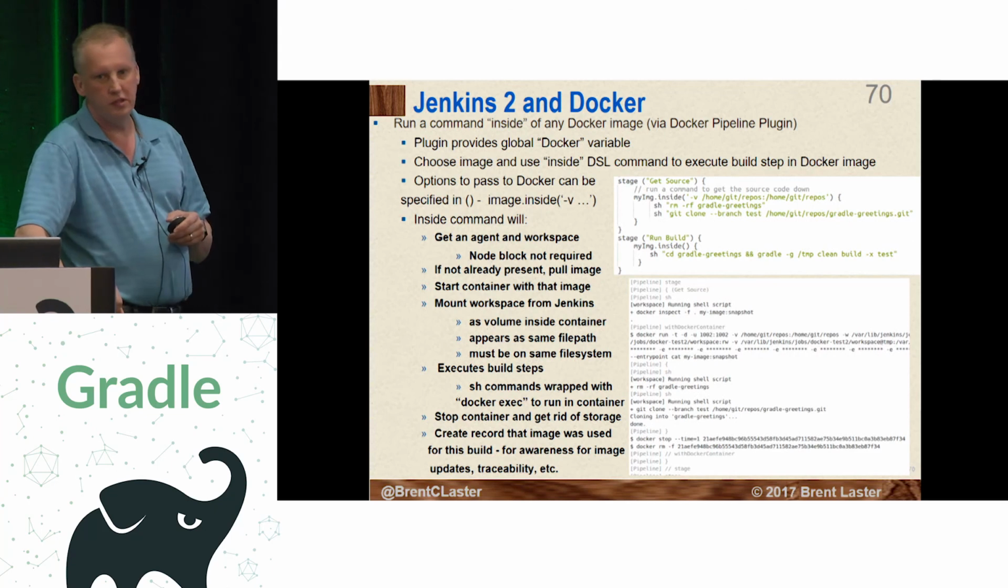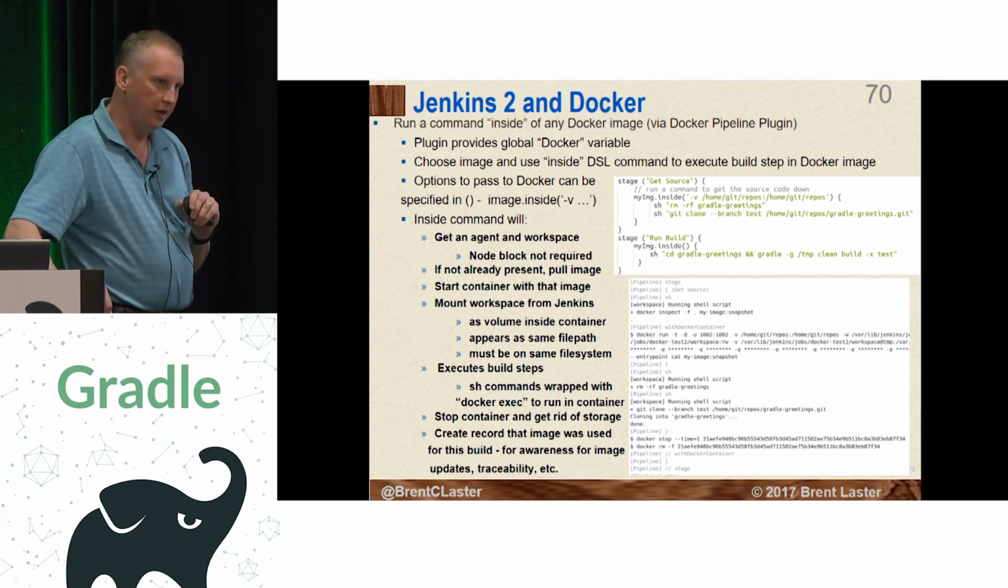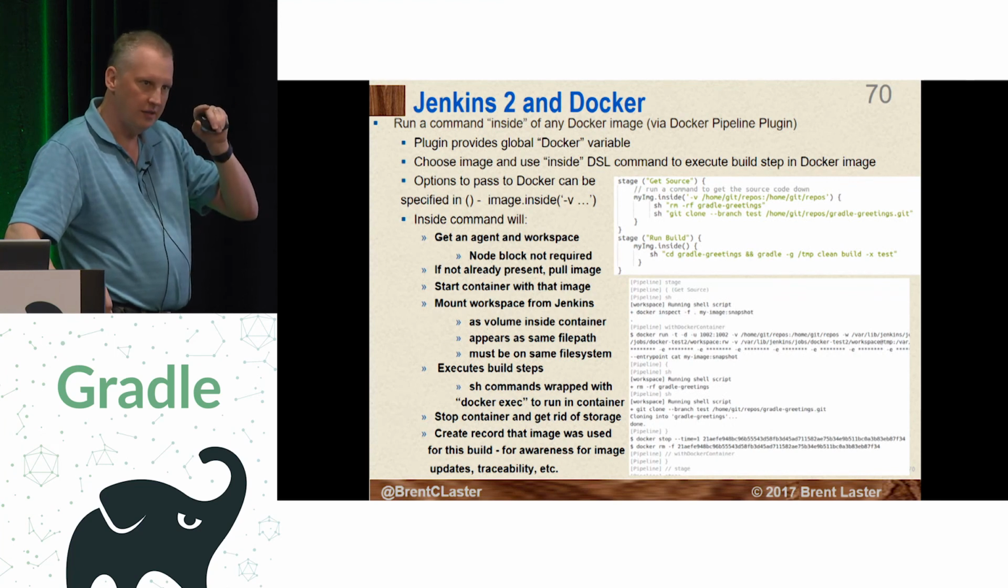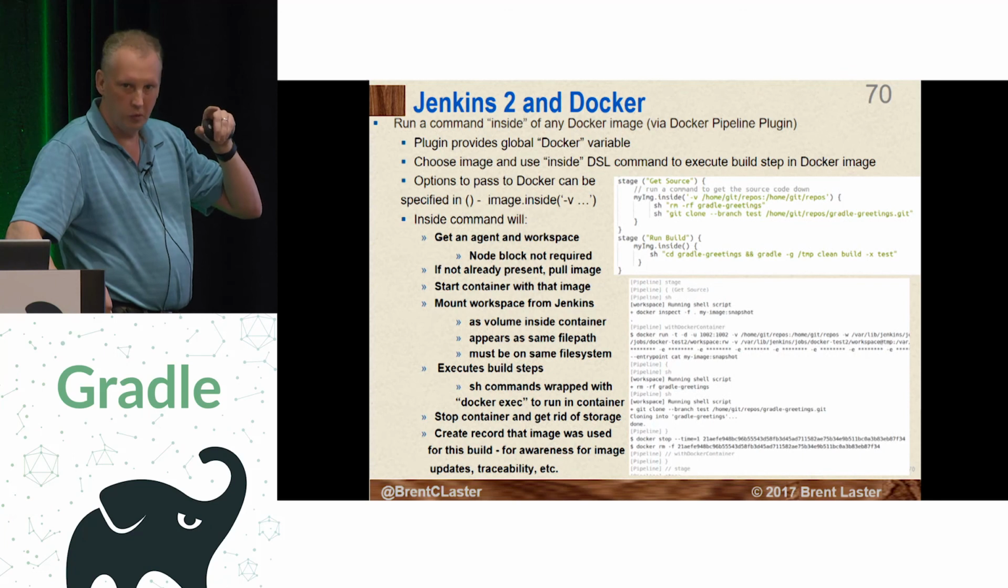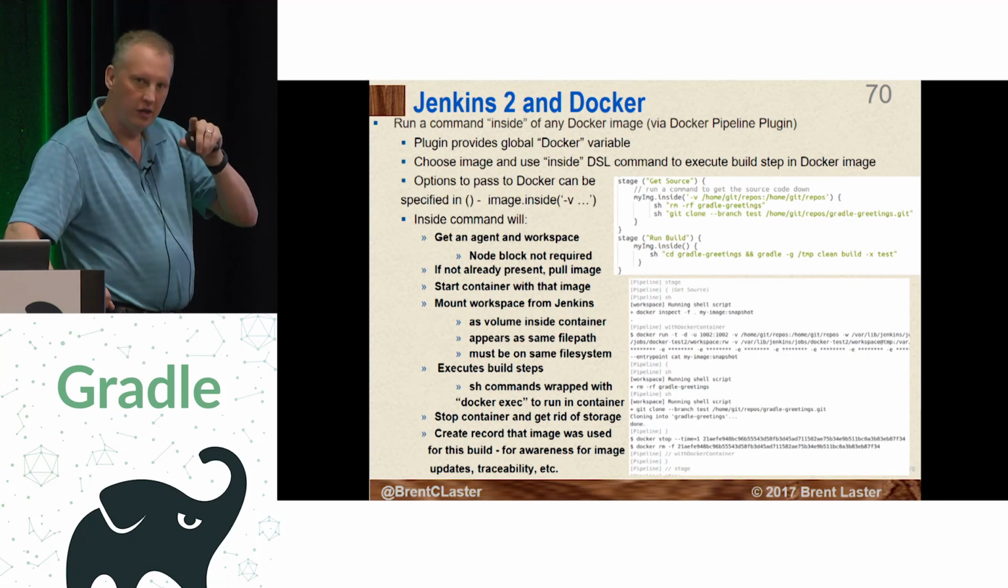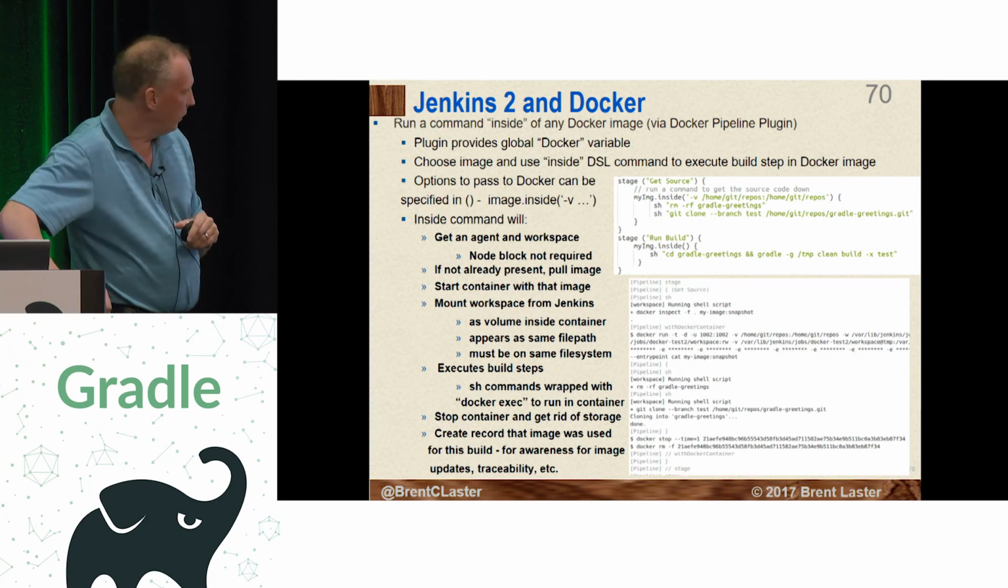Basically, if you go to the Snippet Generator, at the bottom of the page there will be a little line that says something to the effect of, lots of things in Jenkins are not functions, they're variables. Click here to see. If you click on that, you'll be able to see things like this Jenkins or this Docker variable. So it provides you a global Docker variable, which has an inside method.